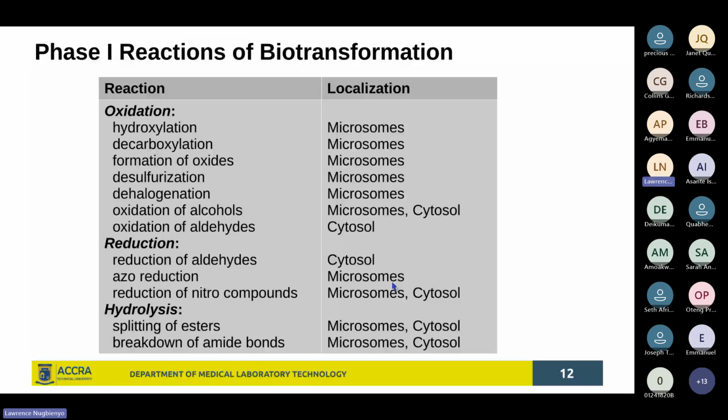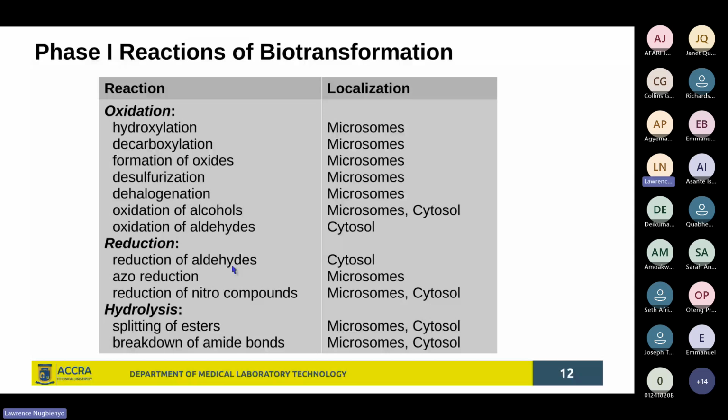Breakdown of amide bonds, that's almost like metabolism of drug substances that are peptide-like. And these occur also either in the endoplasmic reticulum, in the cell, or in the cytoplasm. So if you don't remember anything at all, at least you should remember that phase 1 reactions consist of oxidation, reduction, and hydrolysis, even before you go to look at the various examples under these 3 processes.